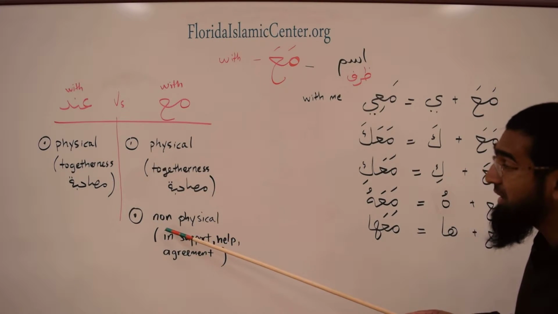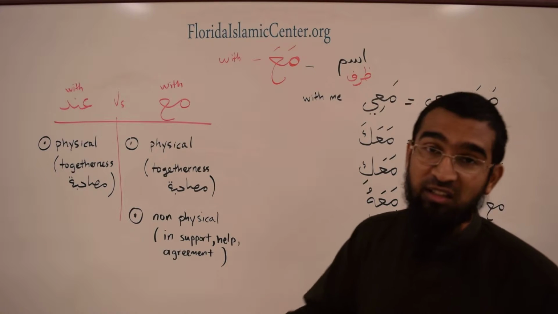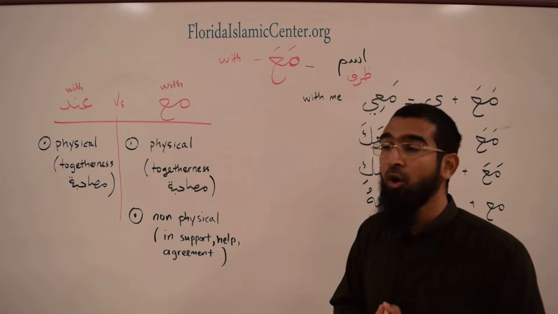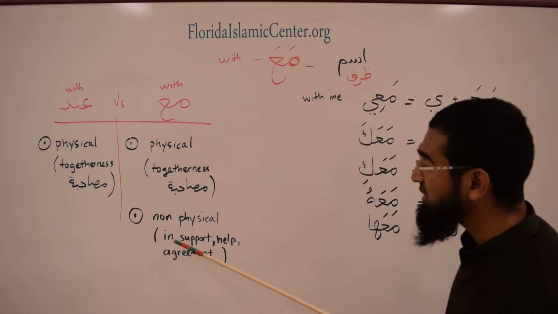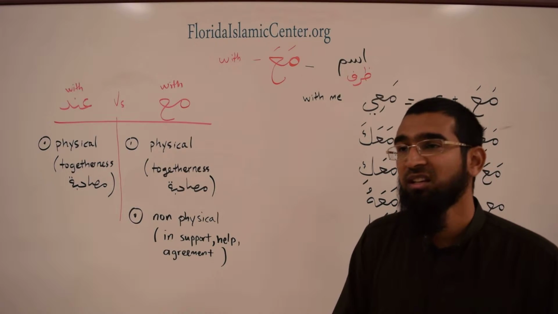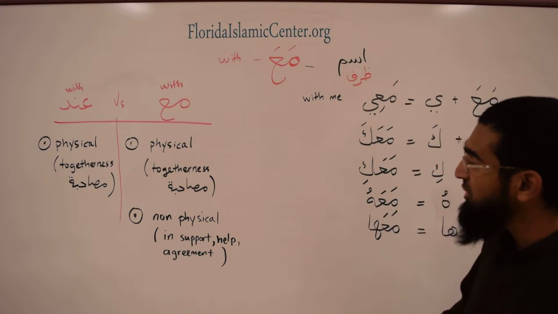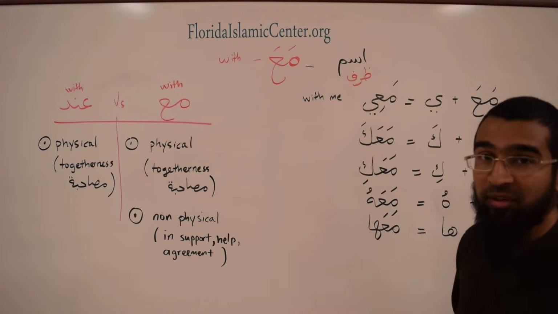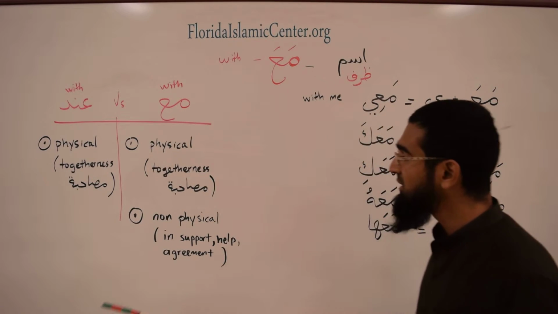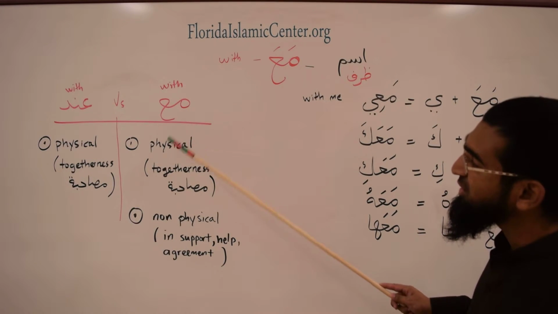However, ma'a has another, non-physical meaning. If you say for instance, ana ma'aka, I'm with you, it means I'm with you not physically, but in terms of support, help, and agreement. I'm with you in a decision. I'm with you on your point of view. That means you support them, you're in agreement with them, and you're helping them. Don't be afraid, I'm with you. Meaning, I'm going to be with you in support. You might be far away from that person. So ma'a has two meanings.